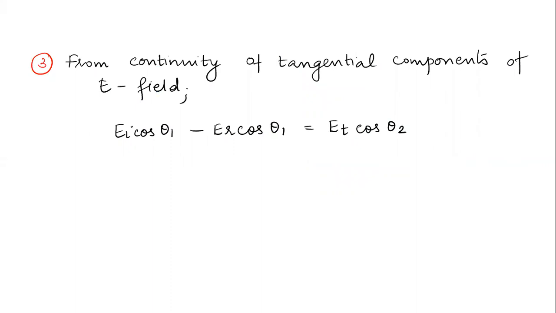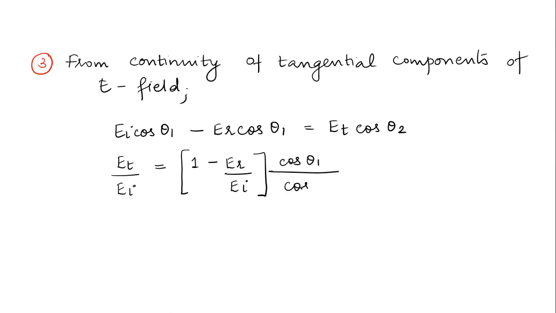Now what we are going to do is take the ratio from this equation. We will write ET upon EI from this equation. So if you solve it, check and see, it will come 1 minus ER upon EI into cos theta 1 upon cos theta 2. So from the above, I have rearranged and I'm getting this particular thing.